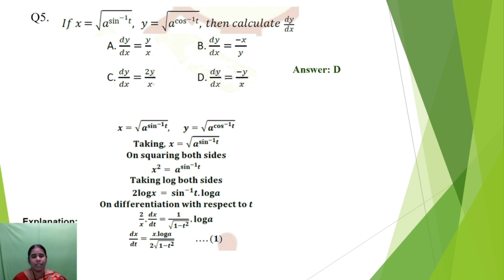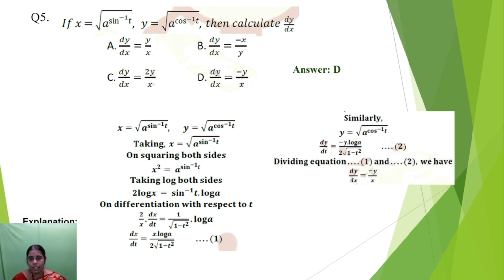In the same way, we have to calculate dy by dt. Here they have given y is equal to a into cos inverse of t. So dy by dt, the same way we have to calculate, where cos inverse of t is, on differentiating cos inverse of t, first taking square root, then taking log, then differentiating. On differentiating, the differentiation of cos inverse of x is nothing but minus 1 divided by root of 1 minus x square. On substituting the value, we calculate dy by dt.